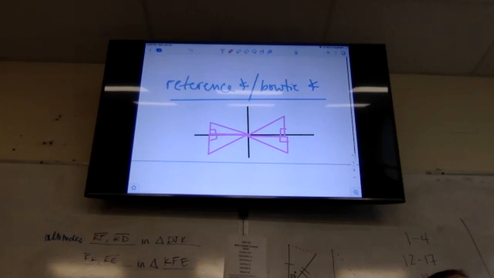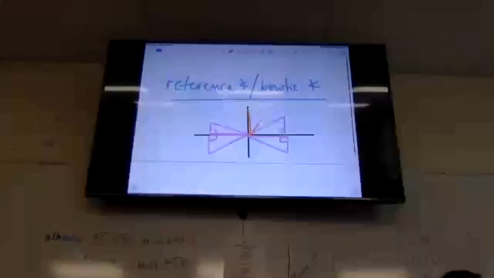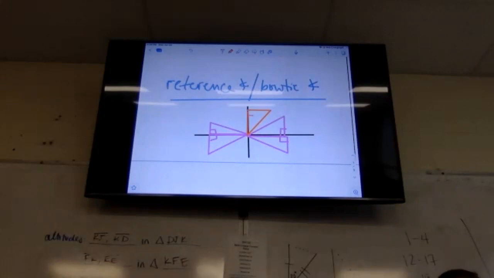The right angle is always on the x-axis. You will never, ever draw it from the y-axis. So you will never have it look something like this. Never draw your right angle on the y-axis. That's just not how we do things. And I call these bow tie angles because that looks like a little bow tie, right?